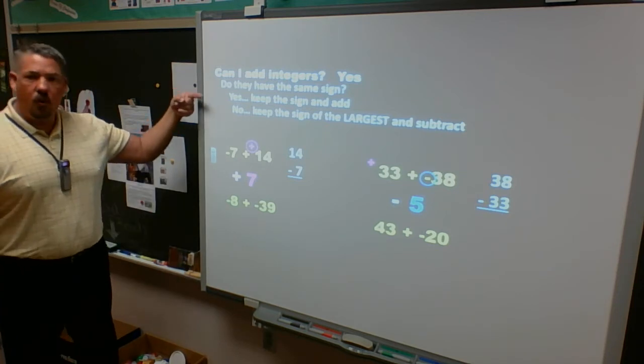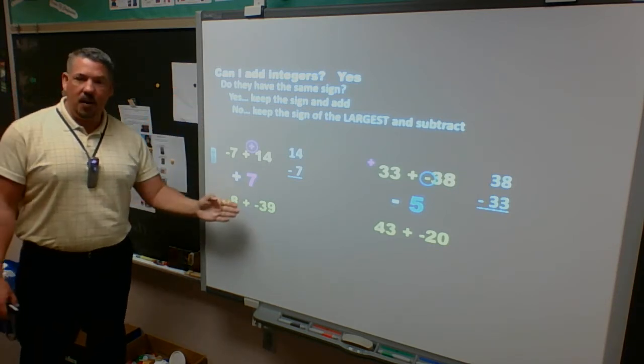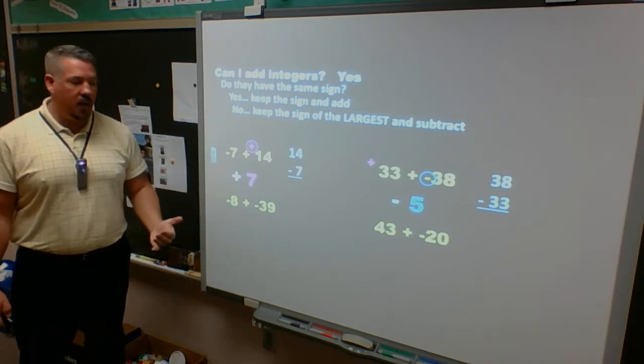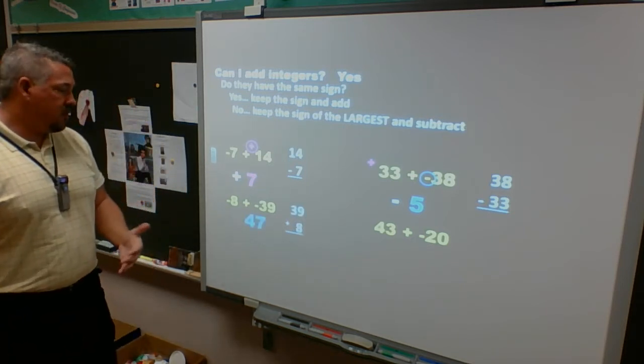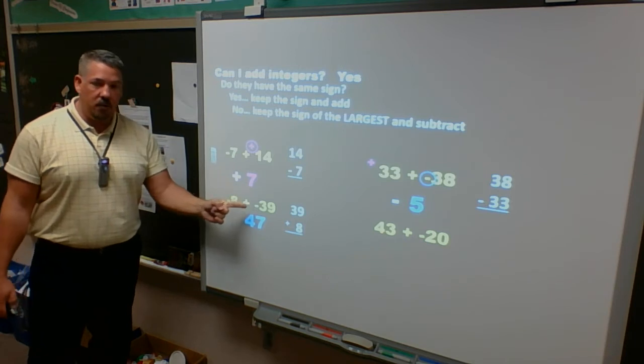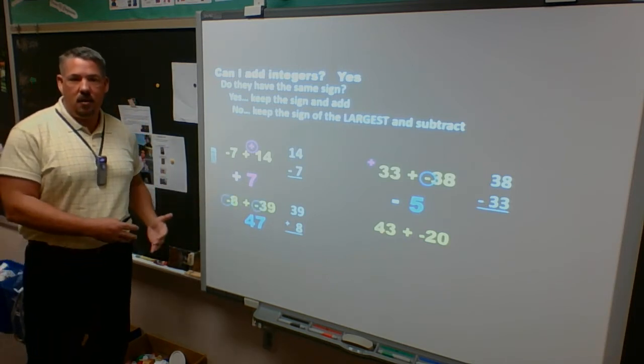This one was the one that we said, yes, they have the same sign. And if it's a yes, what do we do? Well, we simply keep the sign that they have and we add them together. So I'm just going to have 39 plus 8. 39 plus 8 is 47, and they are both negative, so my answer stays in the negative form.